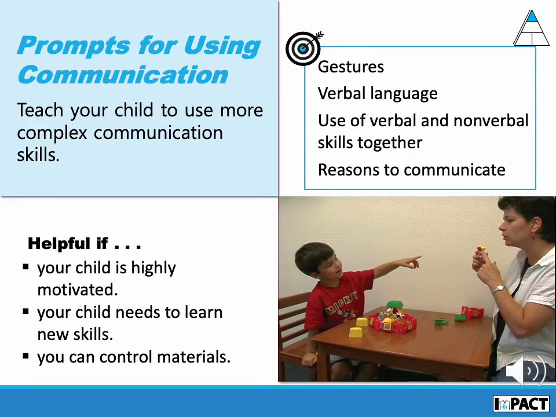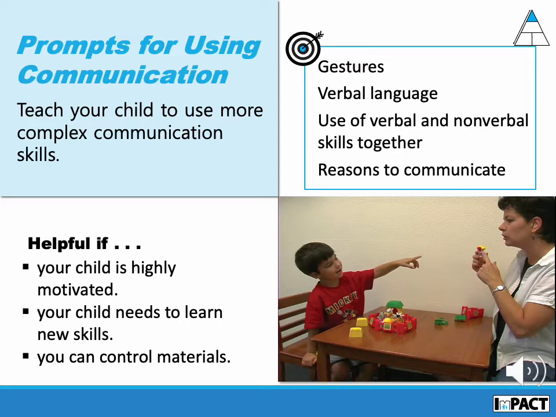Children with social communication challenges often have difficulty learning to use gestures and verbal language to communicate with others and can have difficulty communicating spontaneously. You can use prompts and rewards to teach your child to use more complex communication skills. You can teach your child to use new gestures or verbal language and to use these skills together. You can also expand the reasons your child communicates and help your child communicate more spontaneously by using prompts that provide different levels of support.